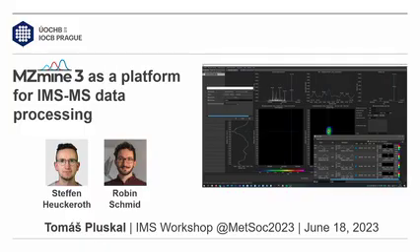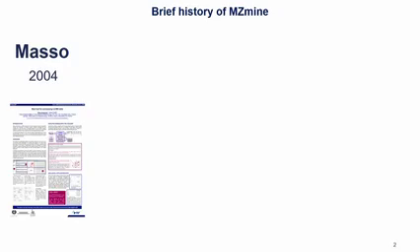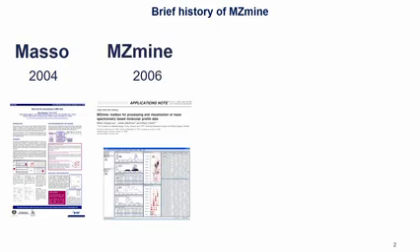Now I suppose you have heard of MZmine at some point. So I'll just very briefly recap the history of the software. This platform was actually started back in 2004 in Matej Oresic's lab. At that time, they called it MASO, but luckily they changed the name to MZmine very soon. And the first paper about MZmine was published in 2006, at which point I also joined the project and I started reworking the whole platform from scratch.